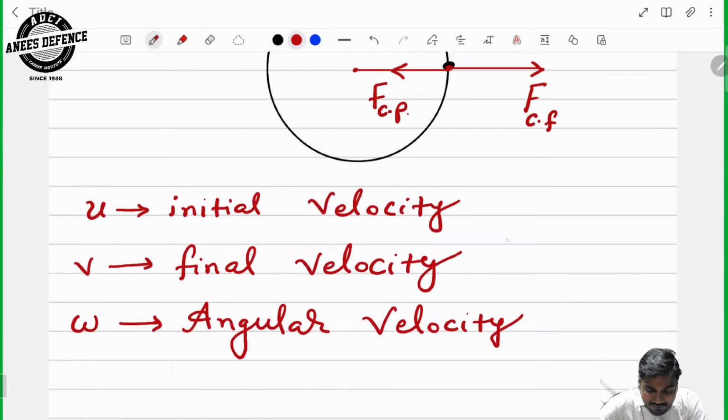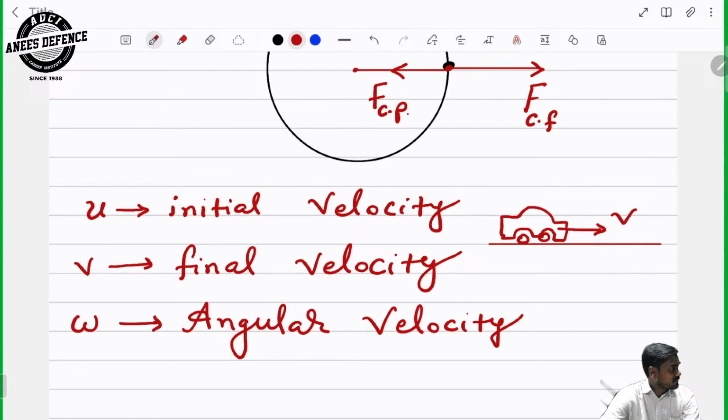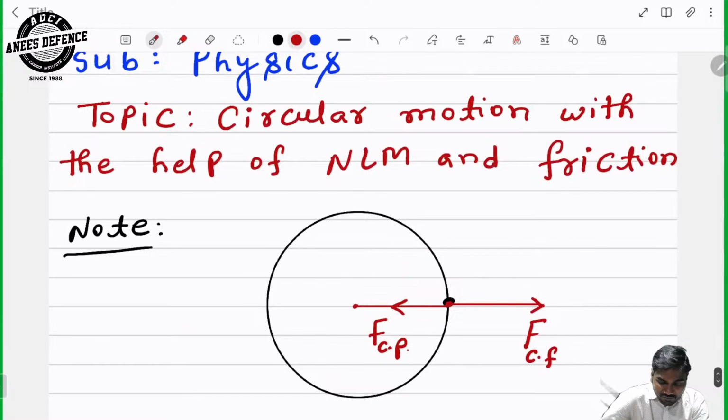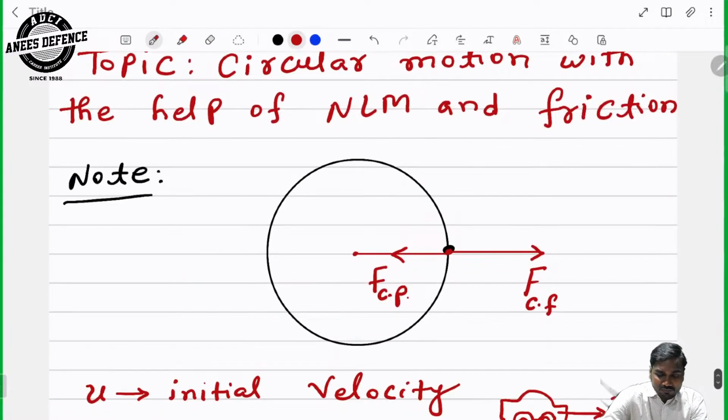Linear motion means motion in a straight line. Consider an object is moving linearly with velocity v. So this motion is known as linear motion. And when an object moves on a circular track, consider the linear velocity of that object is v, right?